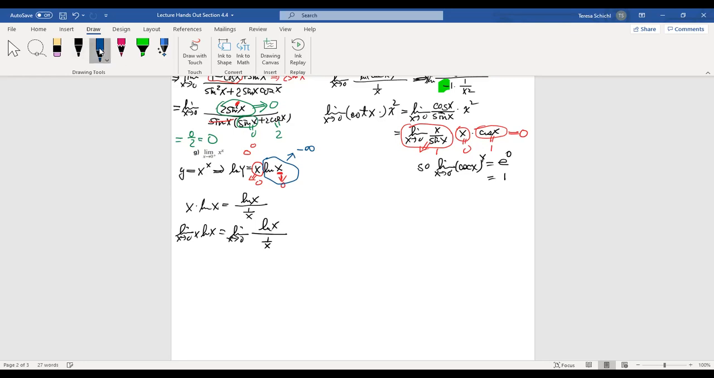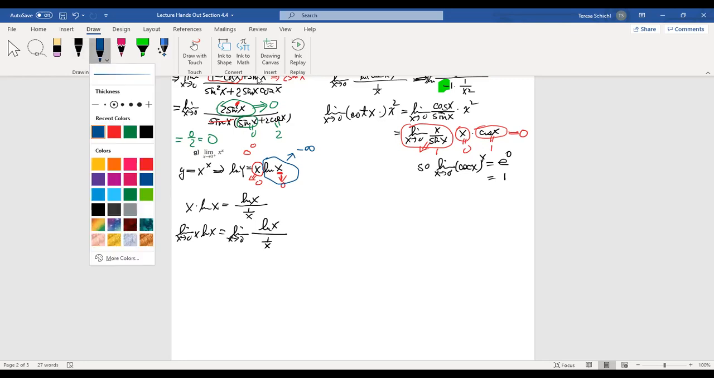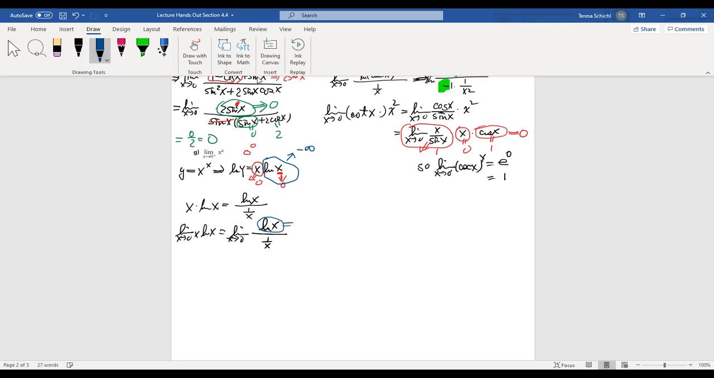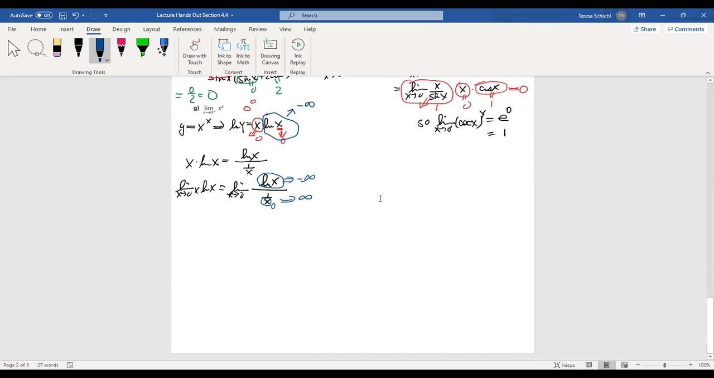So let's check again. What is here? This term is going to approach negative infinity. Then x approaches 0, so the bottom is going to approach infinity also. So we still have the infinity over infinity indeterminate form. So what do we need to do? We can apply L'Hopital's rule now, right? So I can apply L'Hopital's rule.